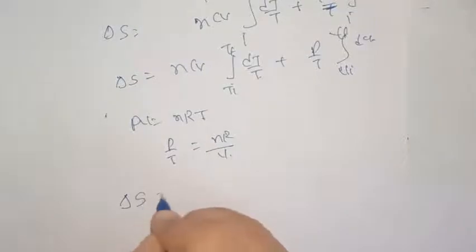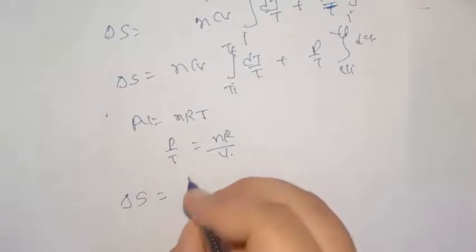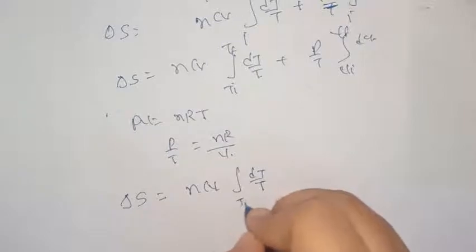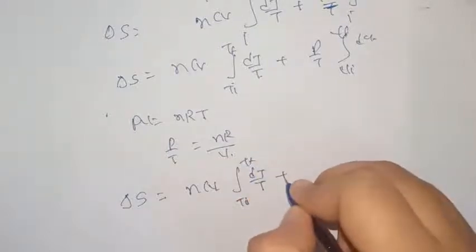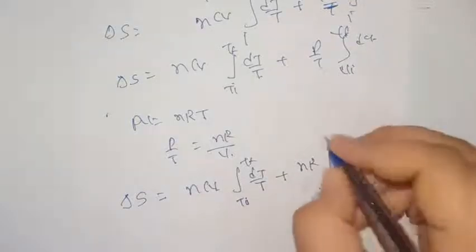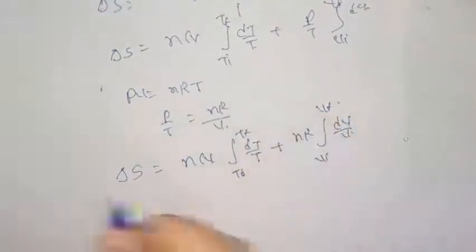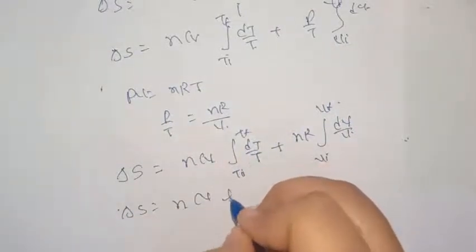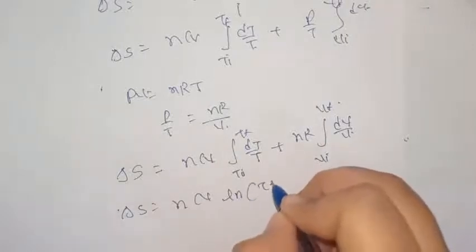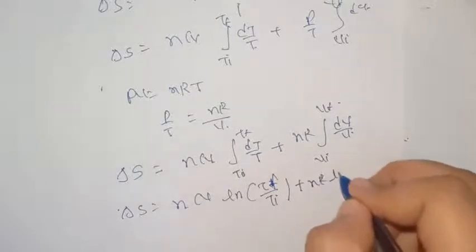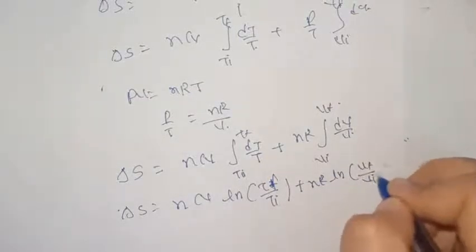So delta S will be equal to n Cv integration dT by T with limits from Ti to Tf plus nR integration dV by V with limits from Vi to Vf. So delta S will be equal to n Cv ln of Tf upon Ti plus nR ln Vf upon Vi.